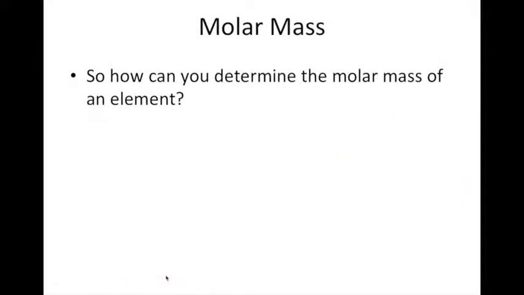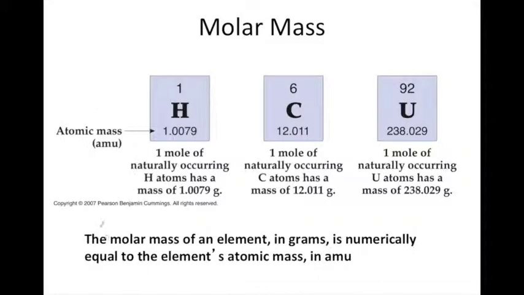So how can we determine what the molar mass of an element is? Well, to do that, we simply look on our periodic table. The molar mass of an element in grams is numerically equal to the element's atomic mass in AMUs. So remember, previously we said that the atomic mass appears on our periodic table for each element, and the atomic mass of hydrogen is 1.0079. So one hydrogen atom has a mass of 1.0079 AMUs.